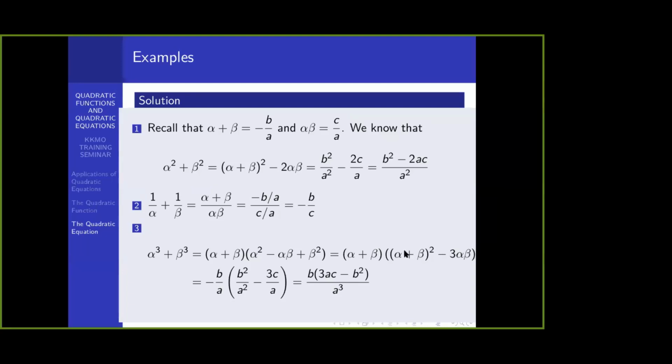And now we have everything in terms of the sum of the roots and the product of the roots. So we can make our substitutions. Alpha plus beta is minus b over a. Alpha plus beta squared is just b squared over a squared, and minus 3 alpha beta is minus 3c over a. And after a bit of work, this simplifies to b multiplied by 3ac minus b squared over a cubed. So that answers all the three problems. Based on the properties of the roots, we've been able to find those values in terms of a, b, and c.